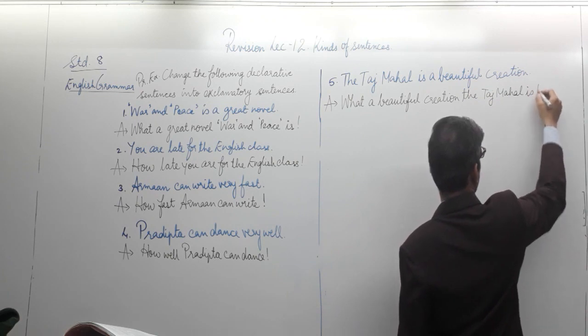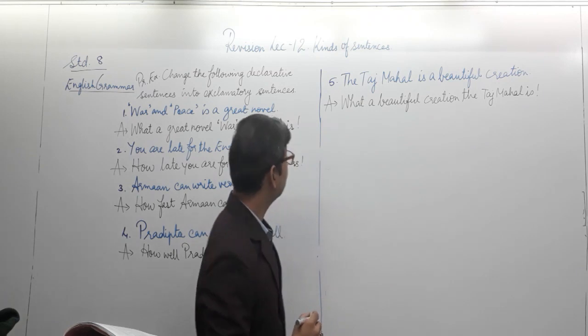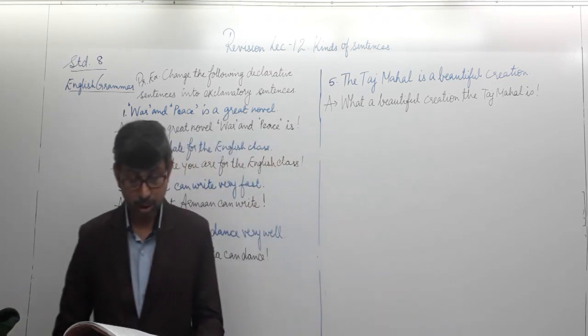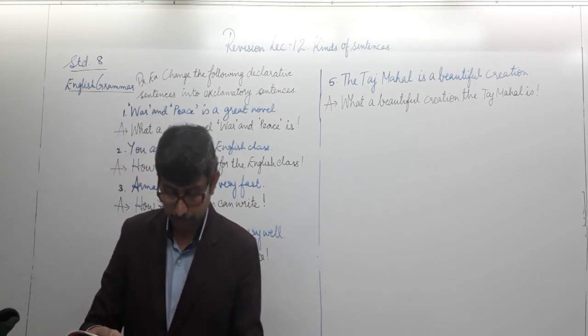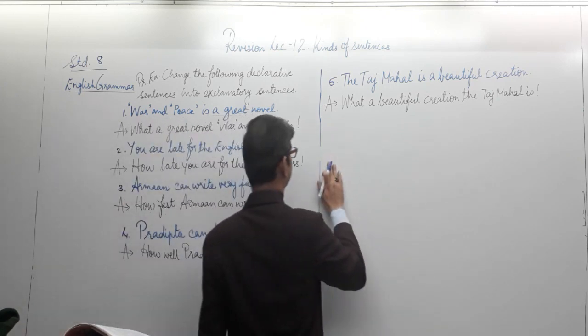Finally, we will be applying the auxiliary verb and the exclamation mark after that. I hope the explanation about this sentence was clear to you. Why we use what and not how. We could have used how. I explained about that too. The next one, number 6.